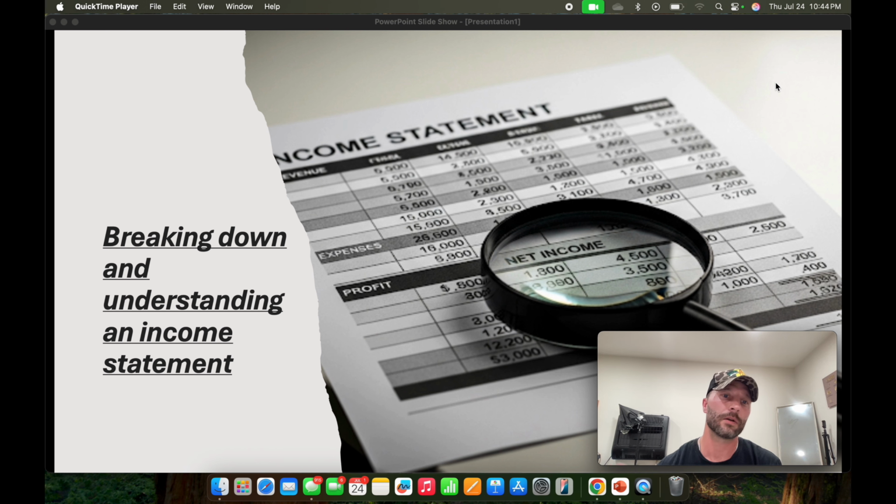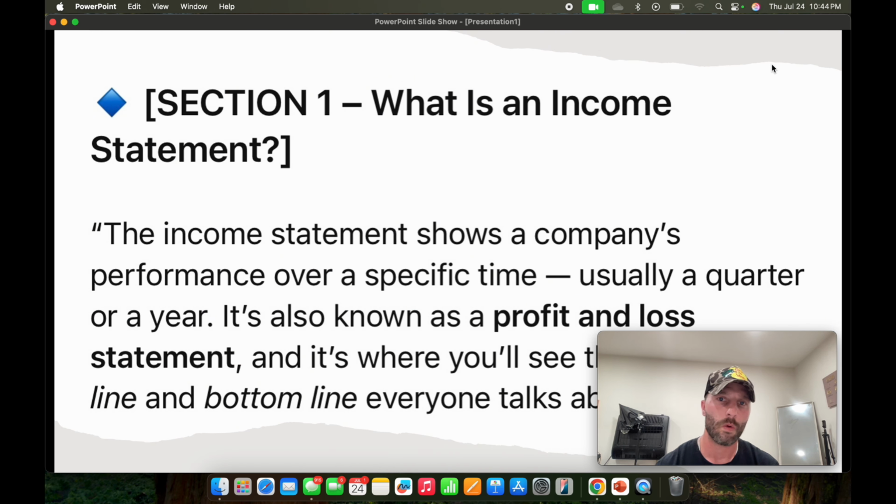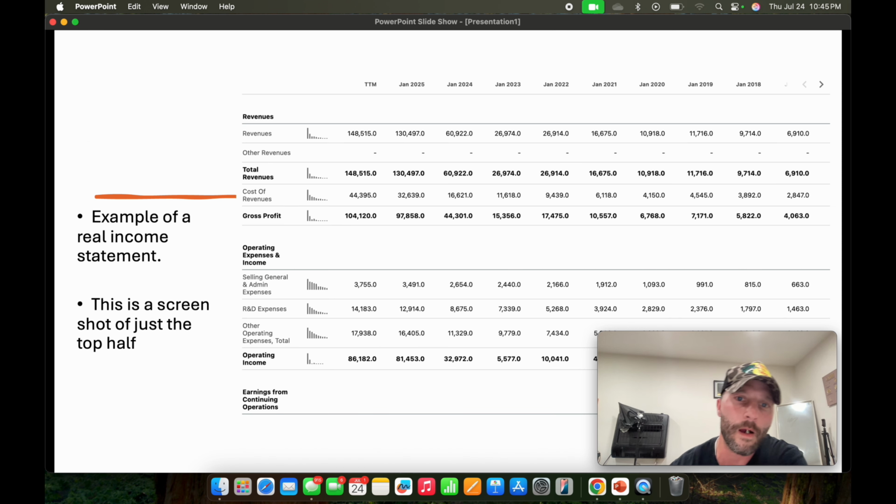Breaking down and understanding an income statement. That's what we do. What is an income statement? The income statement shows a company's performance over a specific time, usually a quarter or a year. It's also known as the profit and loss statement. And you can break it down yearly or quarterly. I think it's going to be broken down yearly though. All right. Here's a screenshot of one. This is just a portion of one.